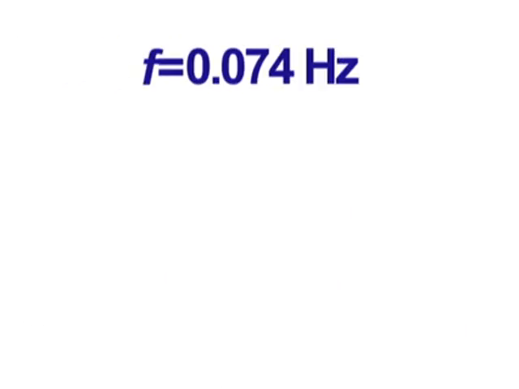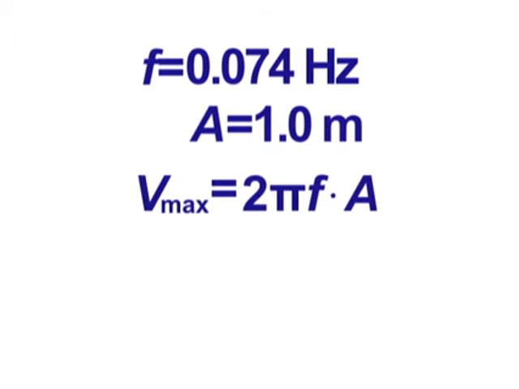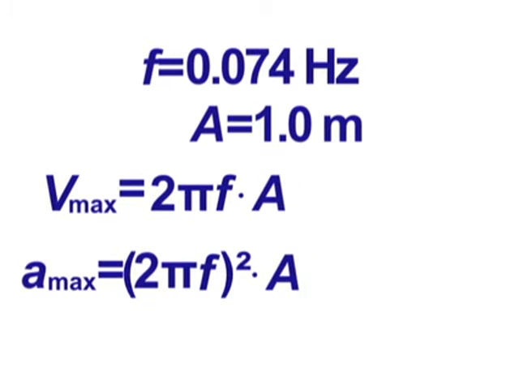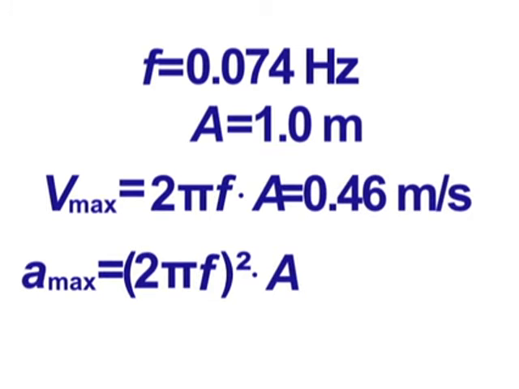Oh, so we have the frequency. I have the amplitude. And so I can calculate the maximum velocity. I can calculate the maximum acceleration. And if I do that, I get a maximum speed of 0.46 meters per second. It's about 1 mile per hour.